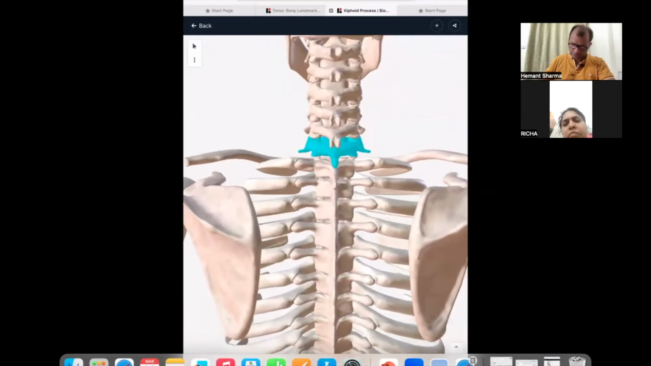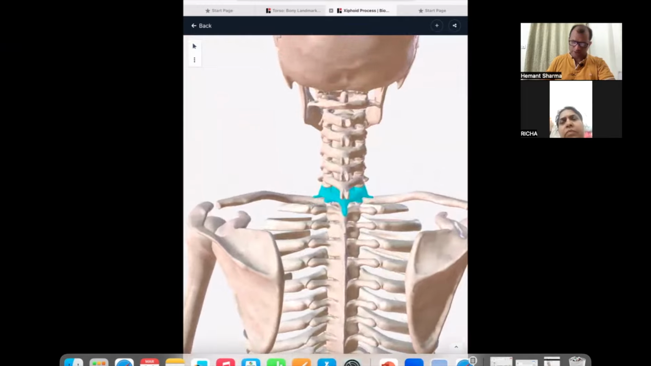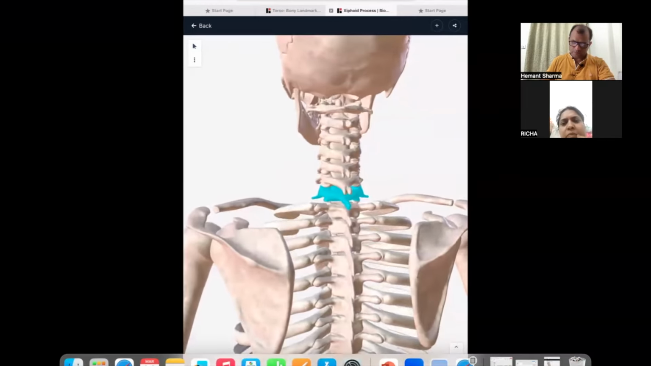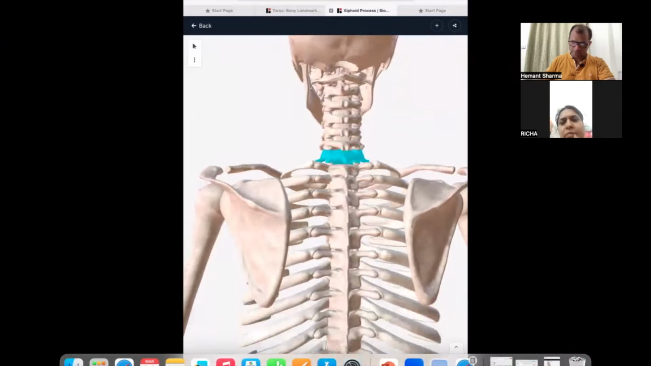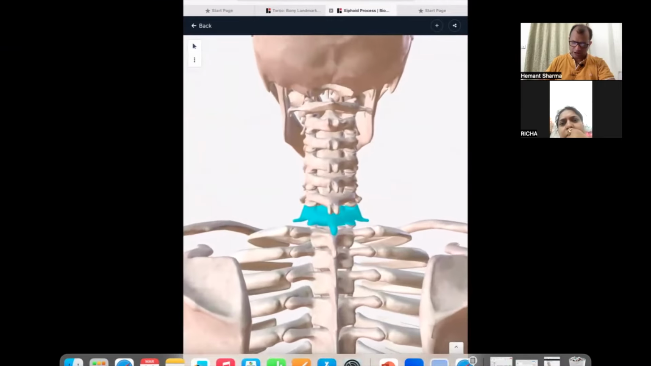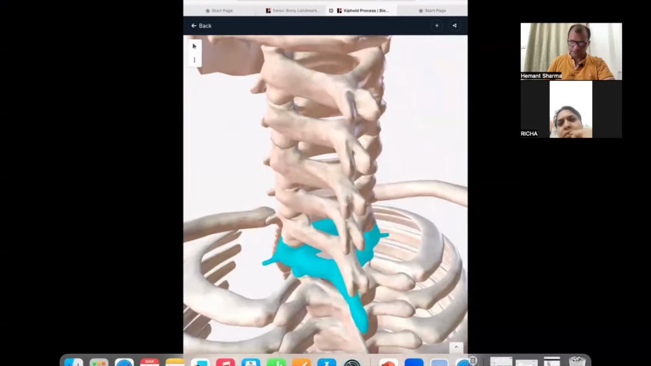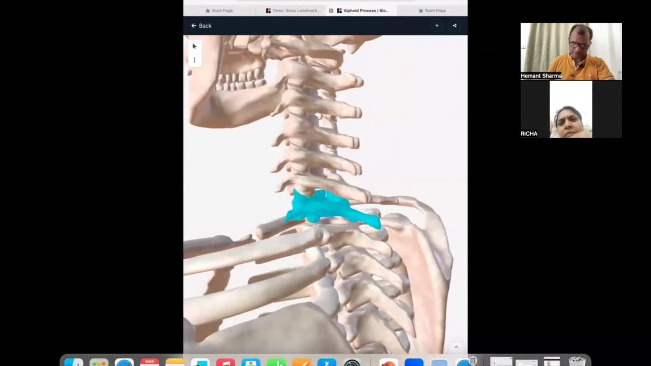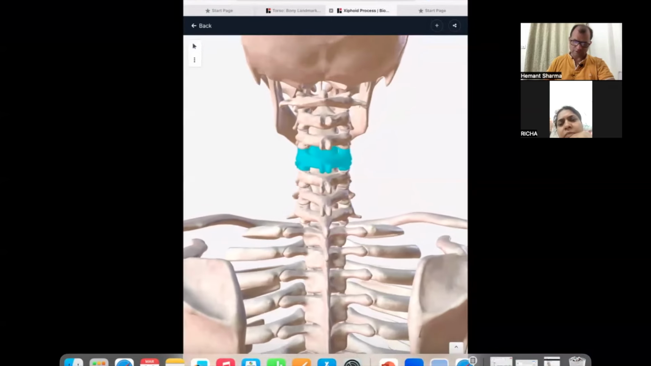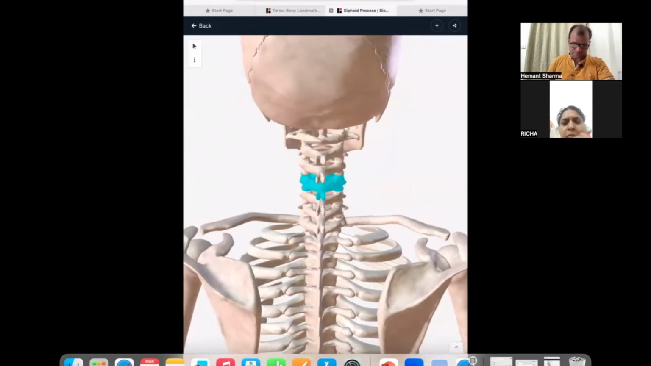What is the difference between cervical vertebrae and the other vertebrae? अगर आपके सामने एक cervical vertebra रख दी जाए और आपके सामने एक thoracic vertebra और एक lumbar vertebra रख दी जाए, तो आप कैसे पहचानेंगे? How will you recognize the cervical vertebra? आप कैसे recognize करेंगे? So I will tell you, it's very simple.